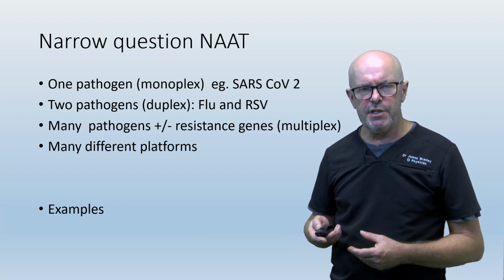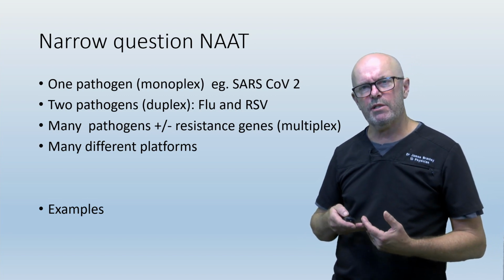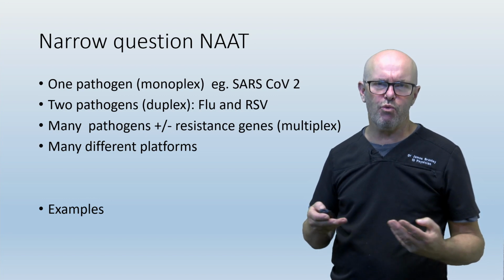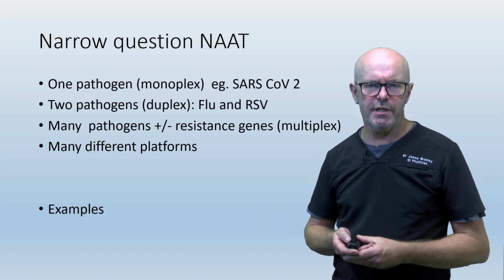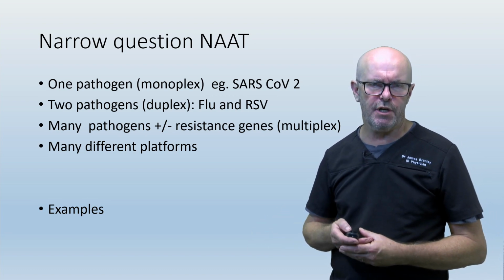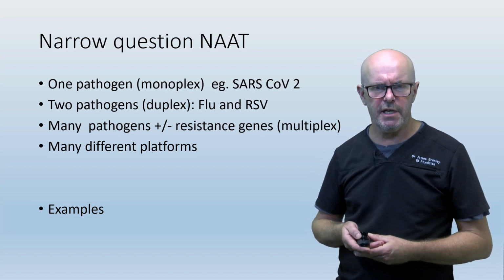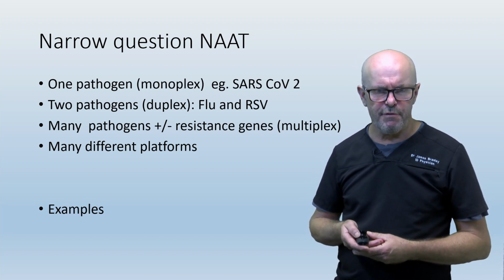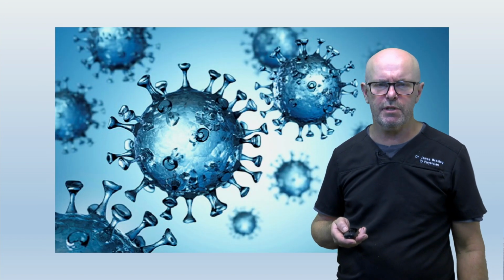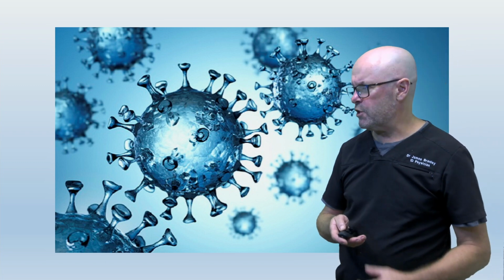In addition to that, in recent years, we have multiplex testing. Multiplex testing combines many PCRs into the one reaction so that you can look for a range of organisms in a specimen, often organisms that are likely to produce a clinical syndrome, and this is what we call syndromic testing. There are many different platforms to do this, and I'll just run you through some examples. Many of these can be used to detect SARS-CoV-2.